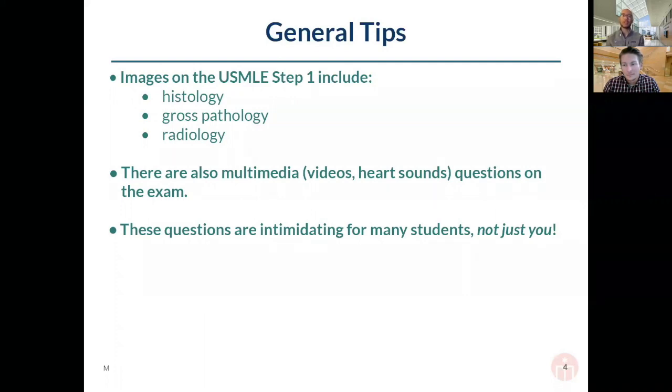And what we hope to convey to you here today is not only some high-yield pearls, but also this idea that even if you don't know exactly what's going on in an image, you can always rely on the other information that's presented to you to make a really educated guess and maximize your chance to get the right answer.